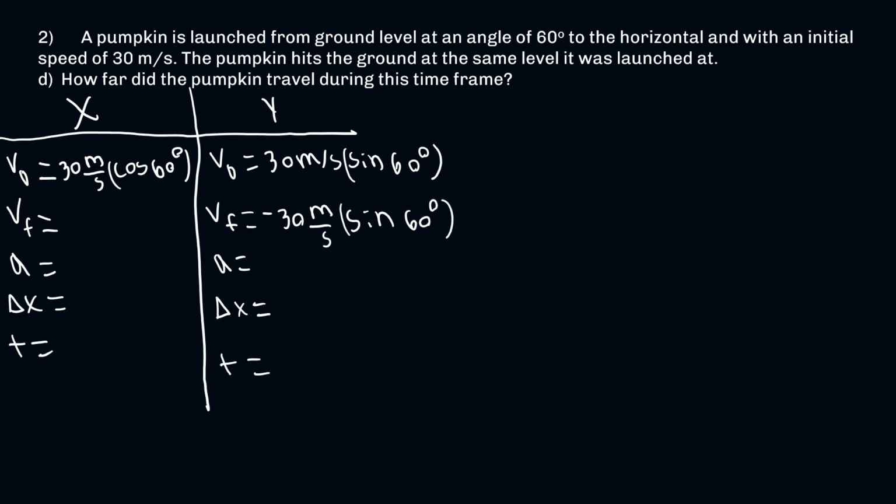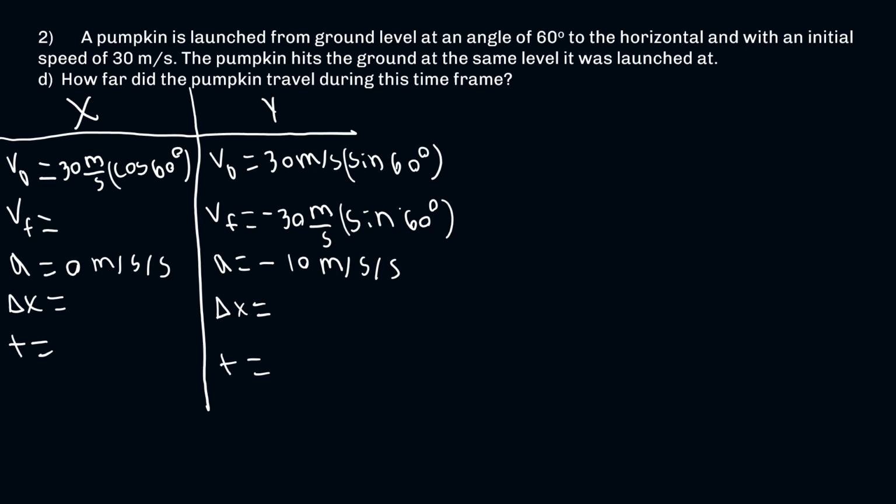My acceleration in both the x and the y. My acceleration in the x, that's going to be 0 meters per second squared because there's no force in that direction. In the y direction for this situation, we had the downward as negative, so it's just negative 10 meters per second per second. Then my displacement, we do not know that in either direction at this point.